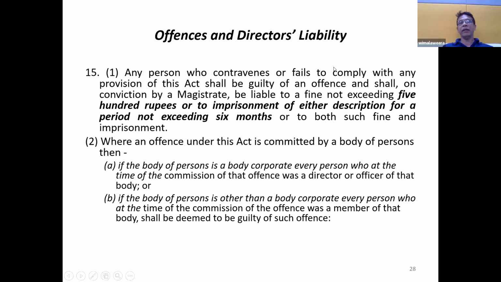Offenses and directors' liability subtopic. Offenses and directors' liability. First para.